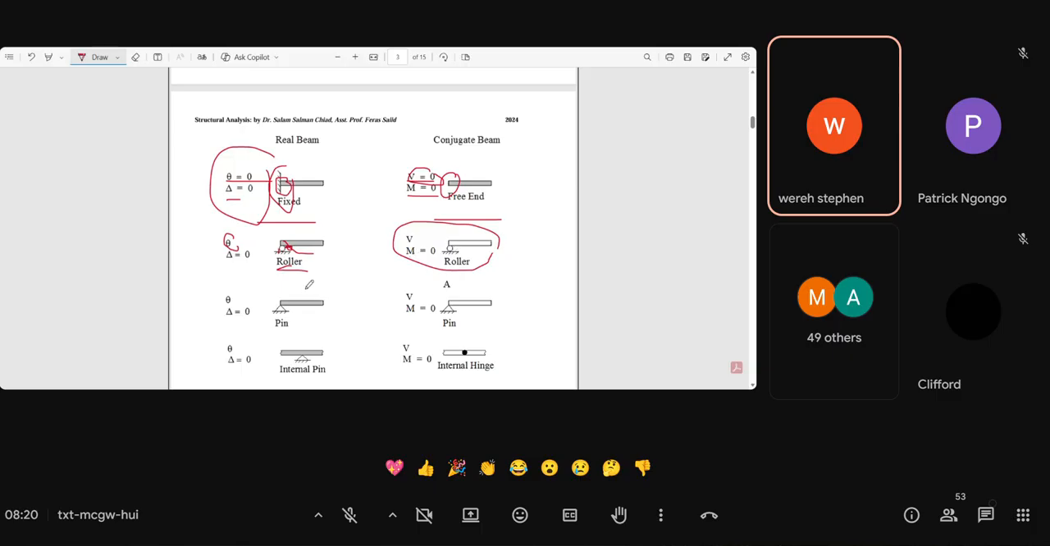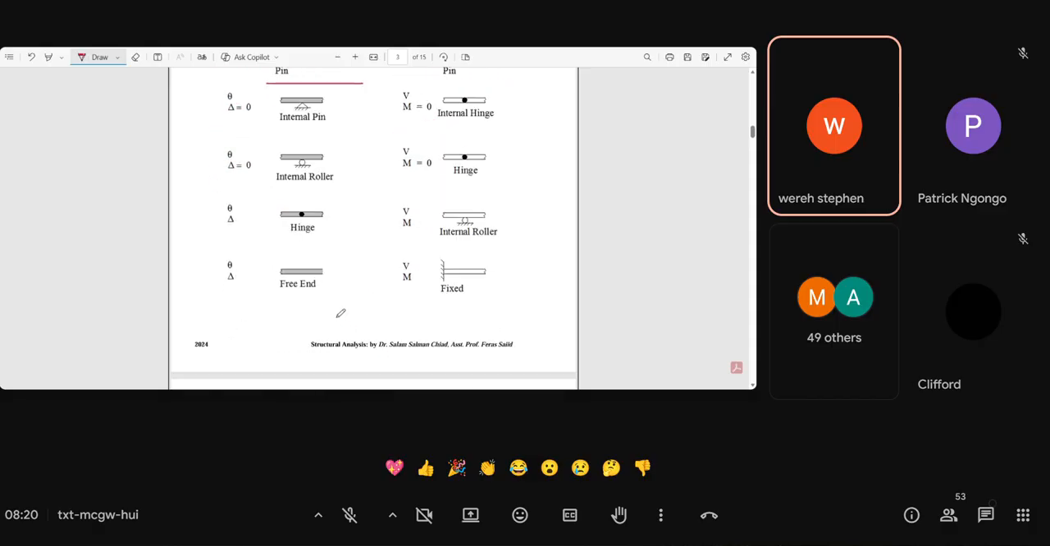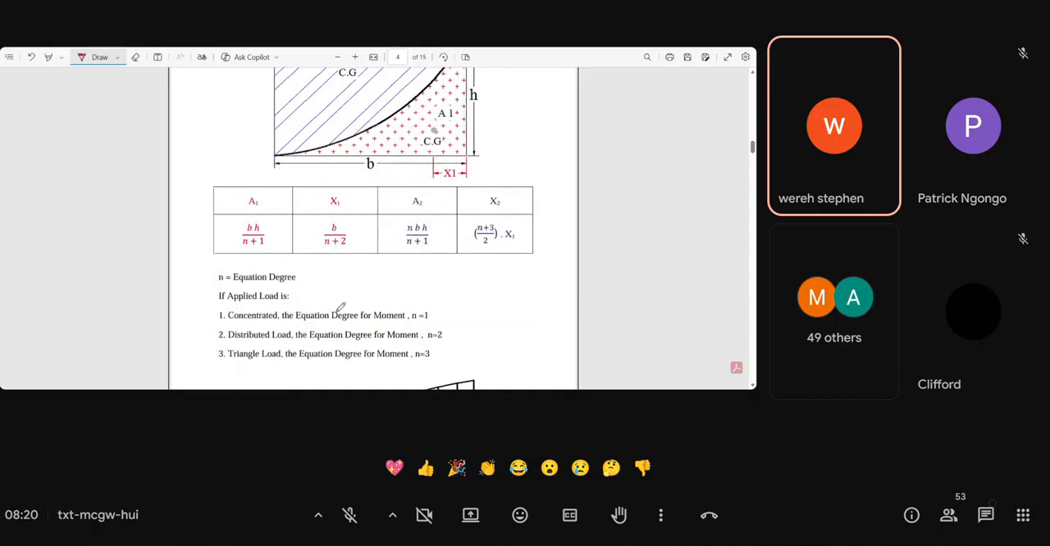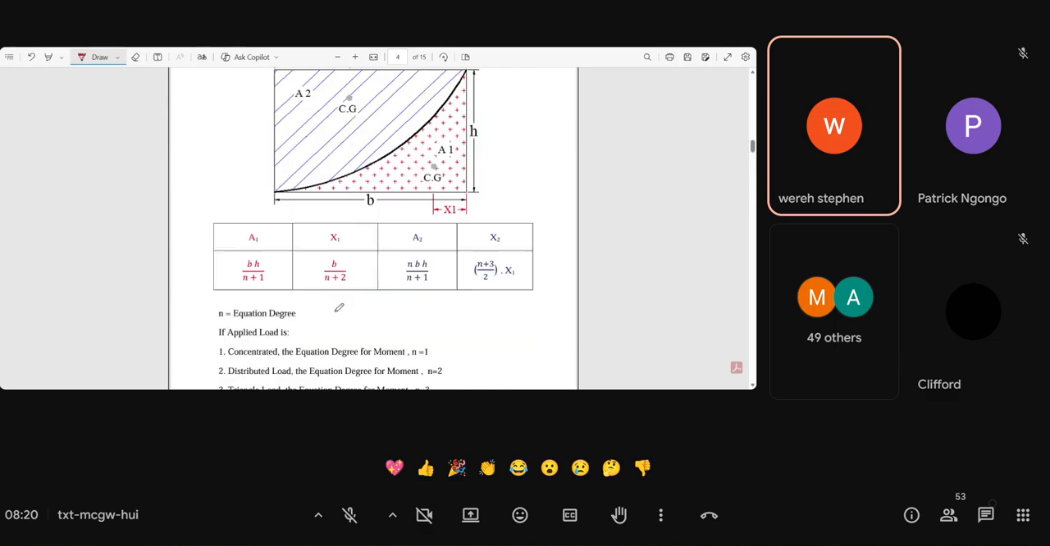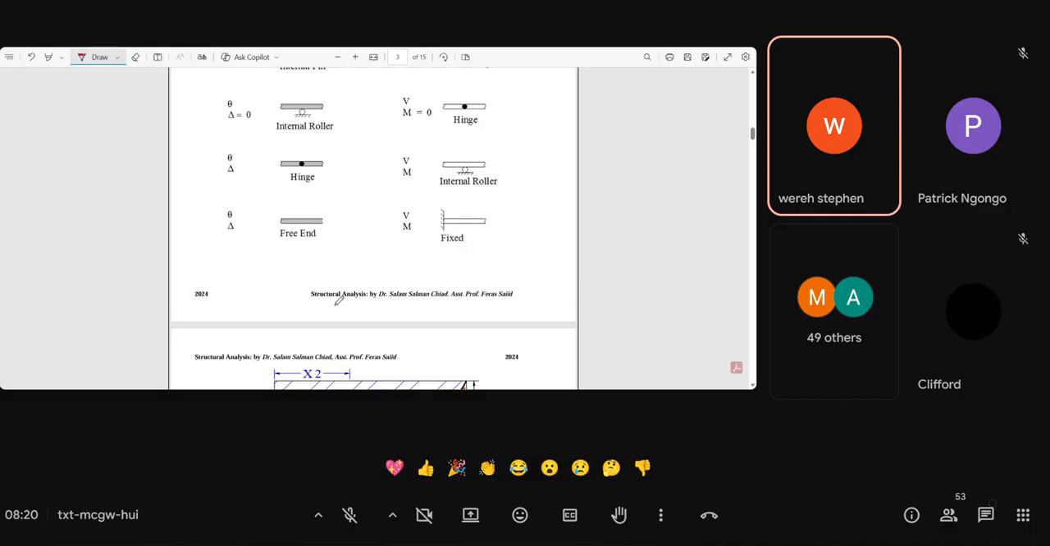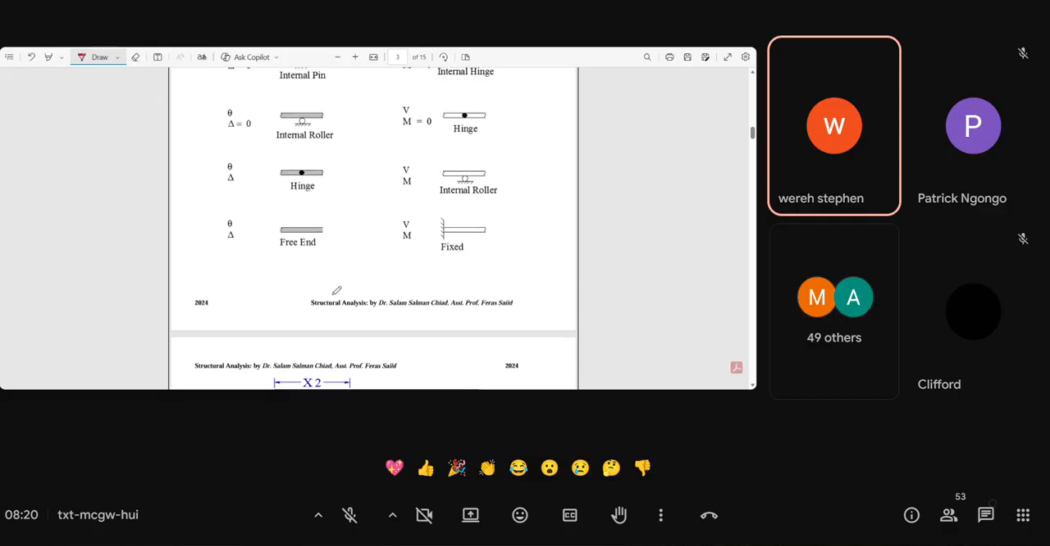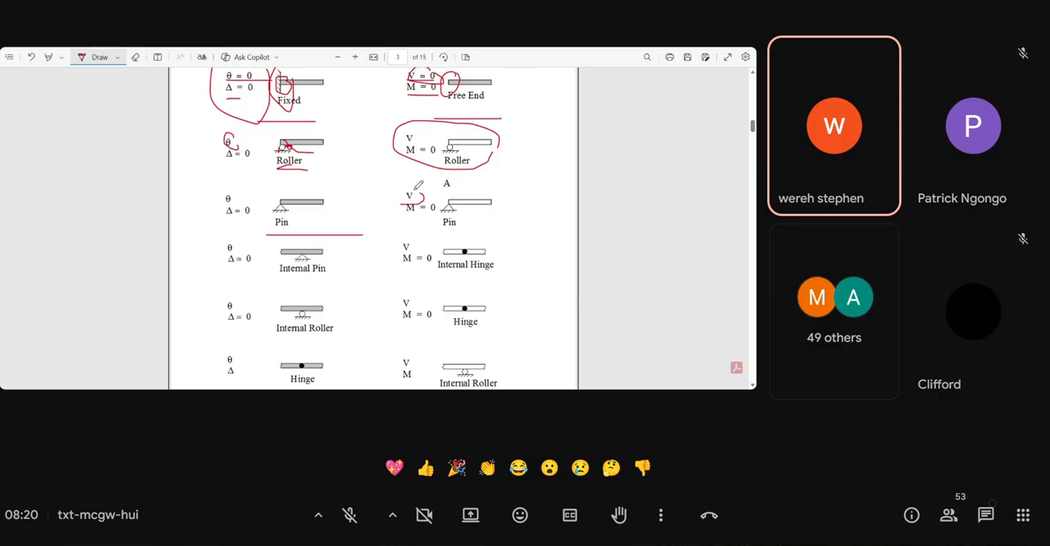Okay. So maybe before we look at all these, let us look at what we mean by conjugate beam. So in the conjugate beam, ideally, we are going to look at two things: the shear force and the moment. So we have the original beam and the conjugate beam. In the real beam, we still have the shear force and the moment. Also in the conjugate beam, we have a shear force and the moment.